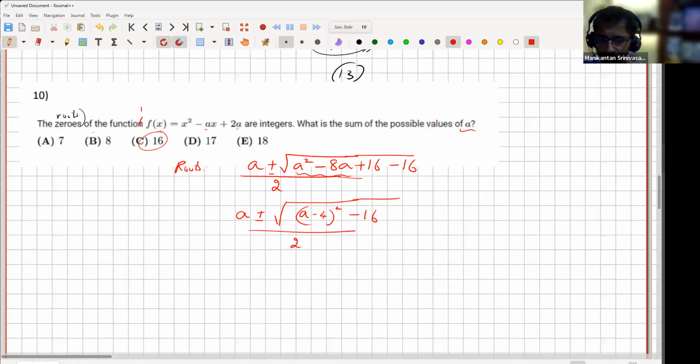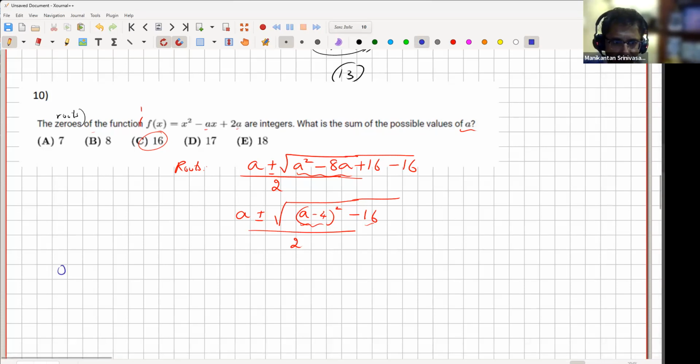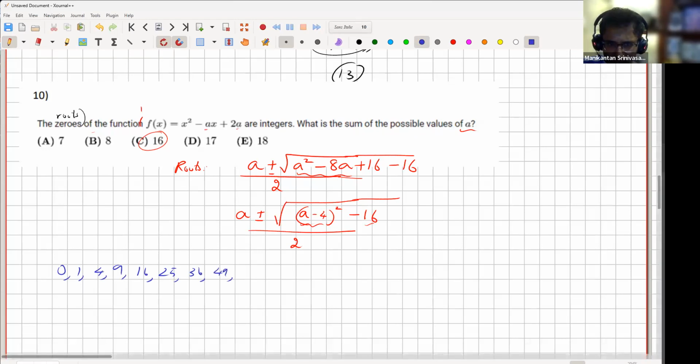Now, we want a minus 4 whole square minus 16 to be a perfect square so that we can take a root. It becomes a rational number. First of all, it has to be rational. Then only we can talk about integers, right? So let's list out all the perfect squares for a second, starting with 0, 1, 4, 9, 16, 25. Let's go on for a little bit more. You'll see why. 36, 49, 64, 81. Okay, that's enough.